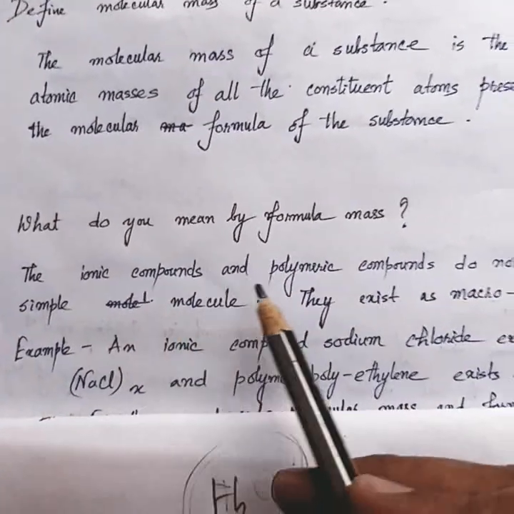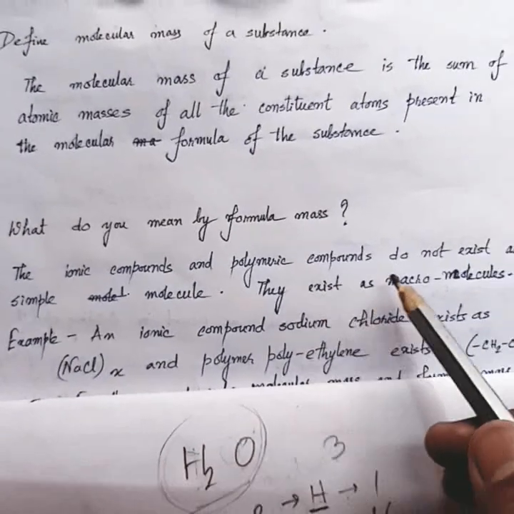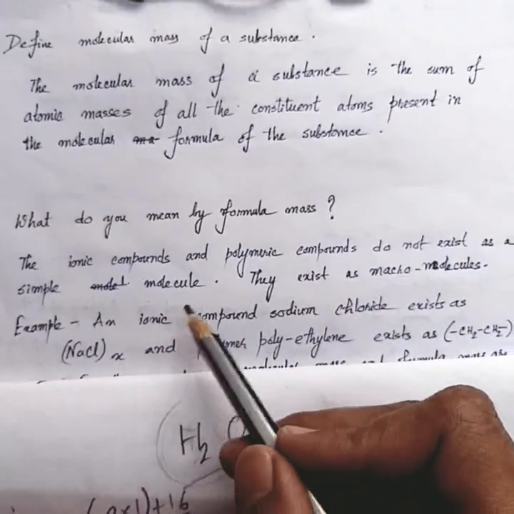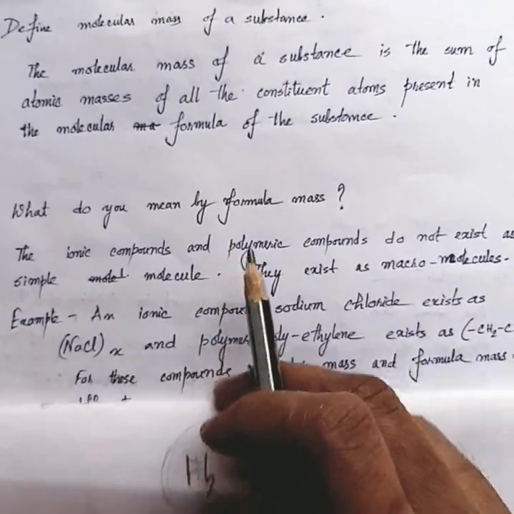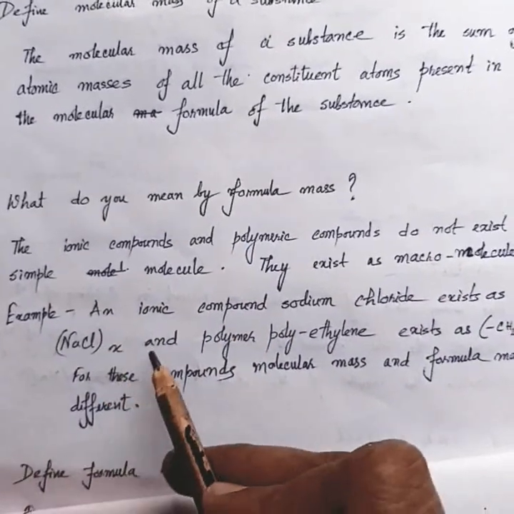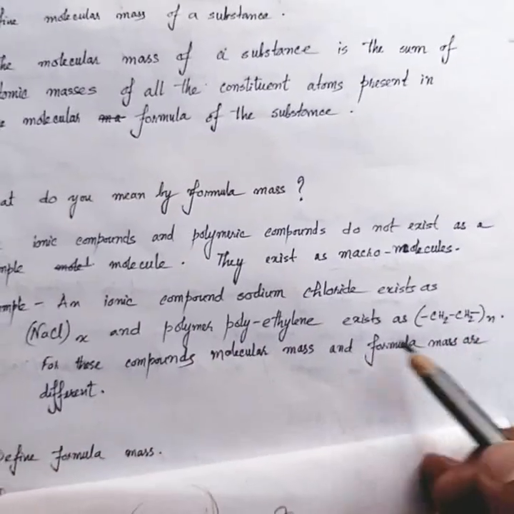As you can see, the ionic compounds and polymeric compounds do not exist as a simple molecule. They exist as macromolecules. Macro means something bigger than the normal molecules. I have already discussed the sodium chloride example. Polyethylene is also an example of this.